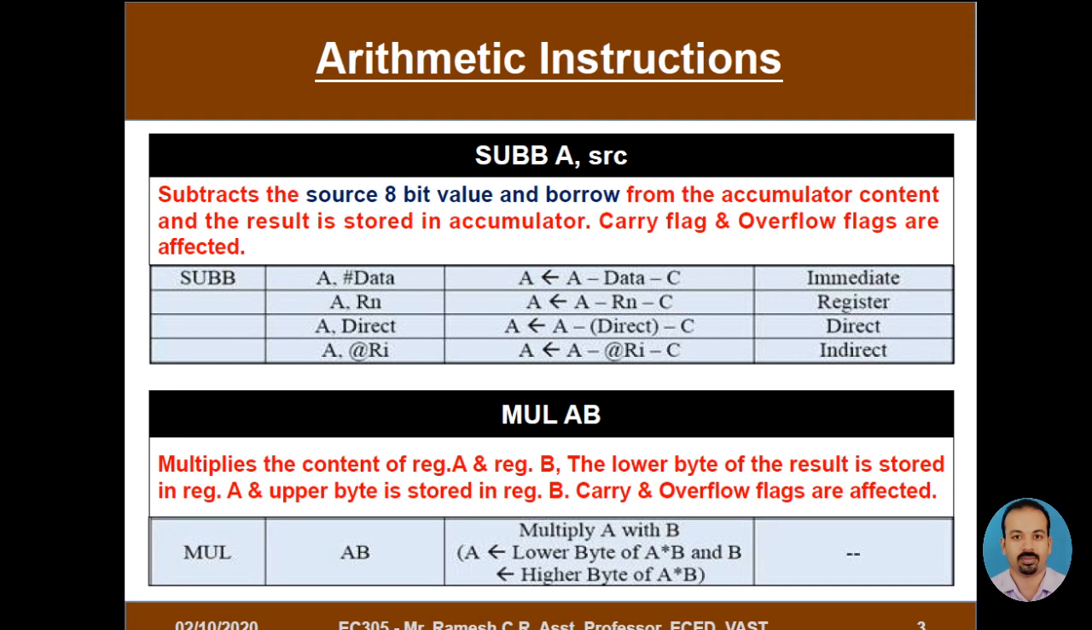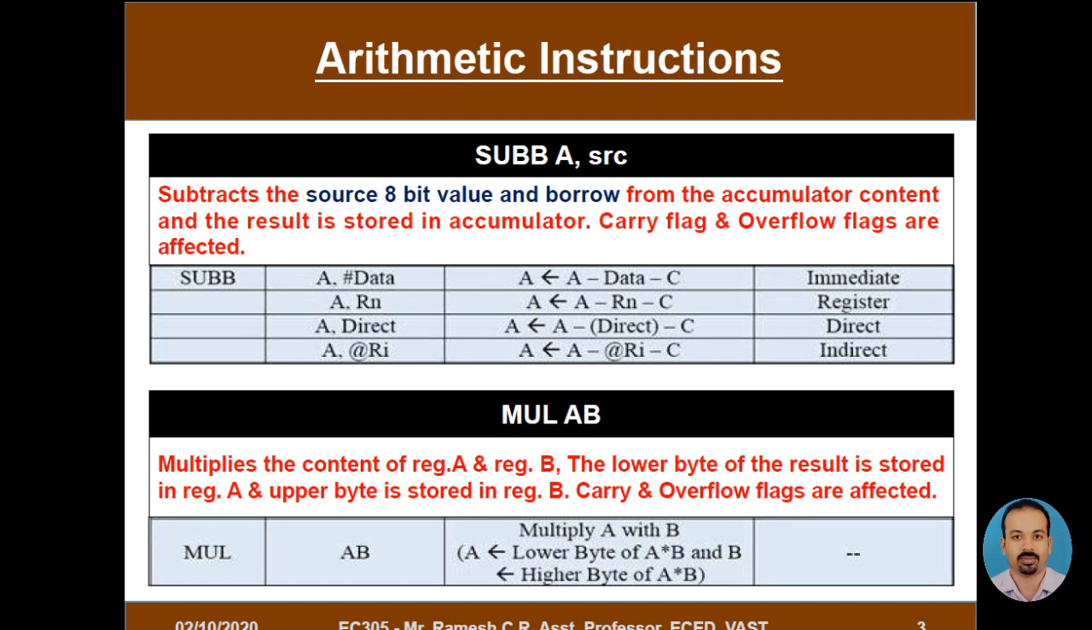Okay, then we have the instruction SUBB, where it performs the subtraction of the second operand from the accumulator content with the borrow. Okay, so there is no specific instruction which performs just the subtraction of the data specified from the content of the accumulator without considering the carry flag. So here we have a single instruction for that. So if there is no borrow, the carry flag will be 0.